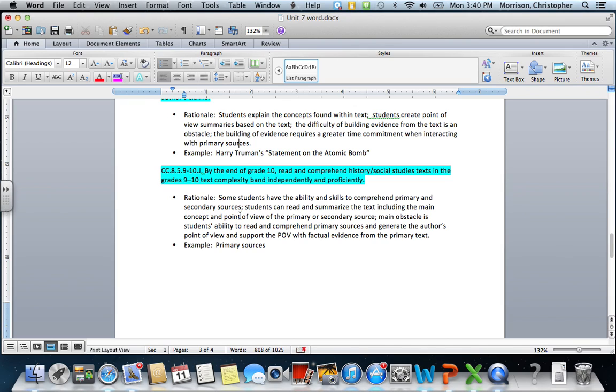The fourth standard is letter J. By the end of grade 10, read and comprehend history and social studies text in the grades 9 through 10 text complexity band independently and proficiently.